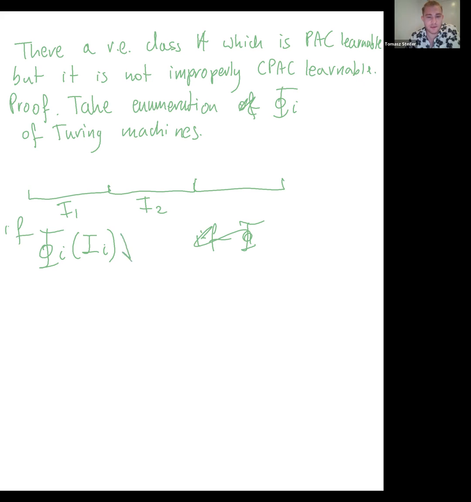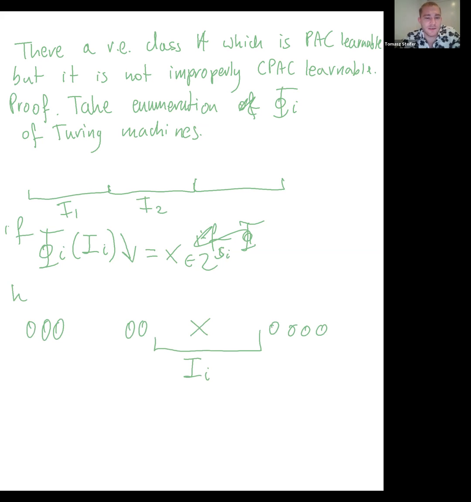So if this guy stops and outputs x, binary x of some size s_i corresponding to this interval, then the function that we are getting is something like 0, 0, 0, 0, 0 until we get to interval I, and here we put x and then 0, 0, 0, 0 again. So every hypothesis has a corresponding interval, and it's the only place where it can have ones.